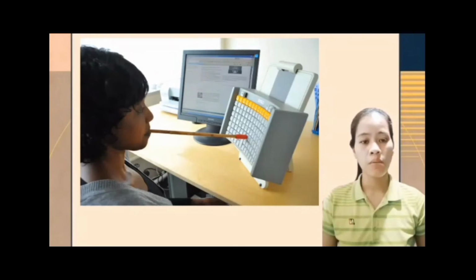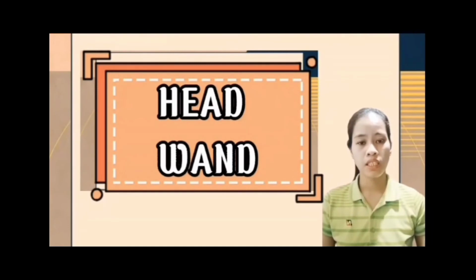So ano nga bang gamit ng mouth stick sa may kapansanan? Ang mouth stick daw ay isang aparato o idinisenyo para sa mga taong hindi makontrol ang paggalaw ng kamay o panginginig dahil sa cerebral palsy at para sa mga hindi maigalaw ang kanila mga kamay. Gamit nito, maaari silang magsagawa ng mga aktibidad tulad ng pag-type, pagpindot, paglipat ng mga pahina o di kaya kahit pag-ulit. The second example in mobility is the head wand.